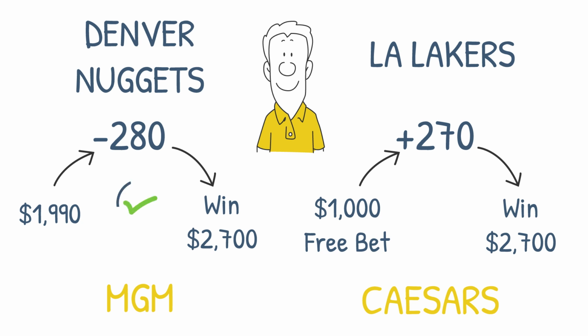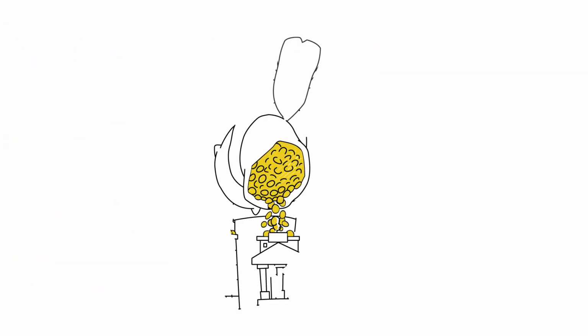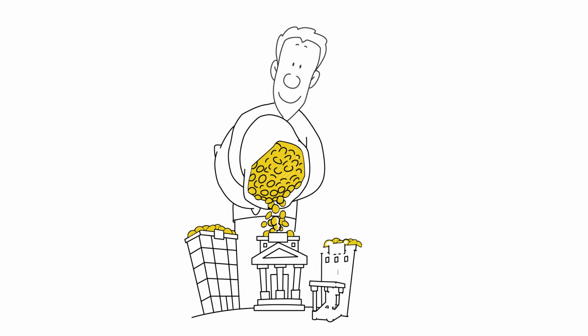For this example, the Nuggets win. Therefore, Jimmy's bet on the Nuggets results in $2,700 of withdrawable cash. Since his initial bet was $1,990, his profit is $710. If the Lakers would have won, he would lose the $1,990 cash bet, but win the $1,000 free bet, which would result in $2,700 out, which is the same $710 profit. That's equal to around 800 pounds of potatoes. With either outcome, Jimmy can take his profit straight to the bank, as this is now withdrawable cash.